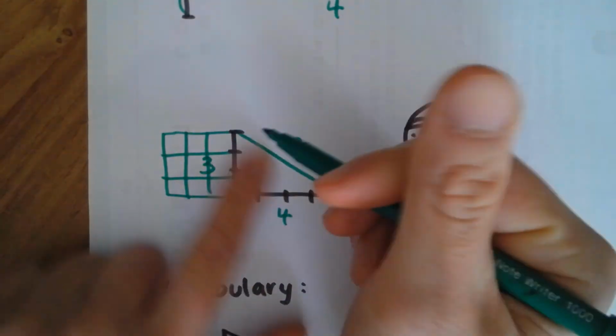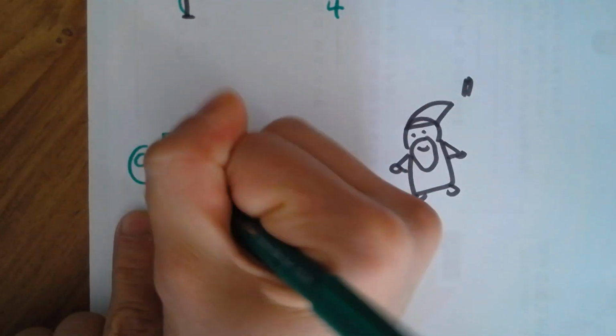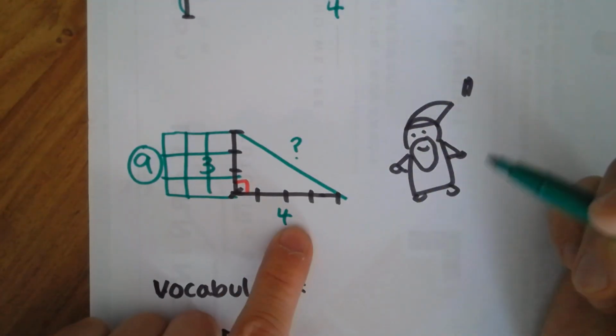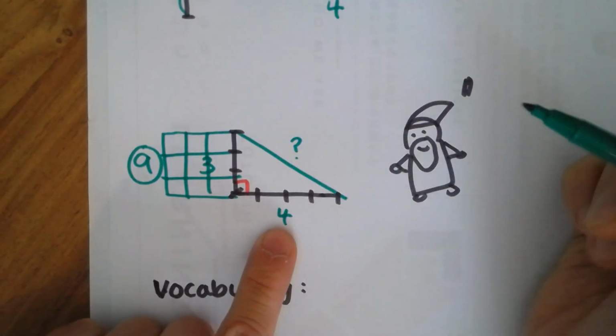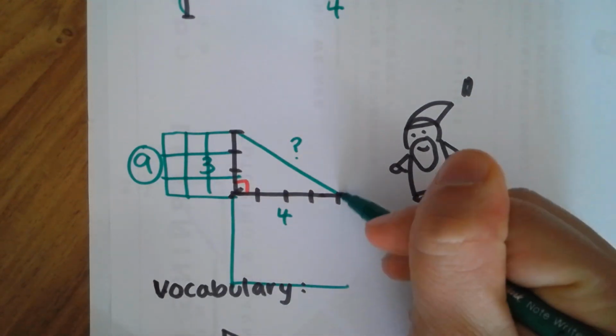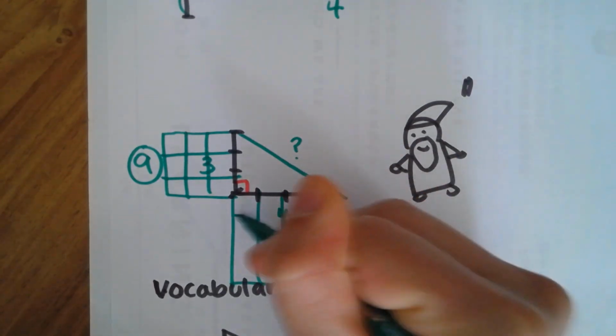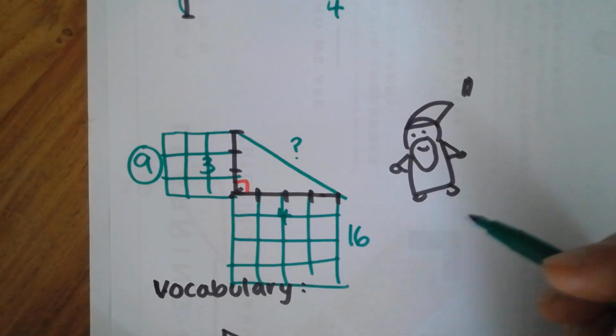So what's 3 times 3? That's going to give you 9. There are 9 squares within here, right? And then over here, he squared this side. 4 times 4, that gives you 16. So I'm going to make it into a square like this. There are 16 squares here.